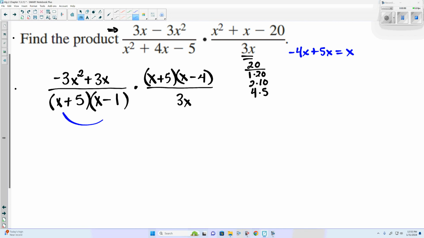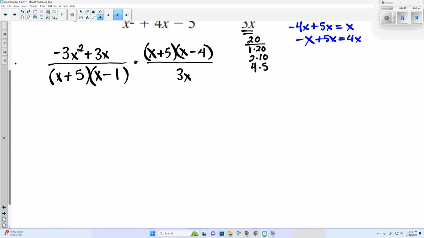Now we can check to make sure this does work. X times negative 1 is negative x. 5 times x is plus 5x. And negative x plus 5x is positive 4x, which is indeed the middle term we wanted. So, those two factored. We're almost to the part where we can multiply, because there is still one other thing we can factor.